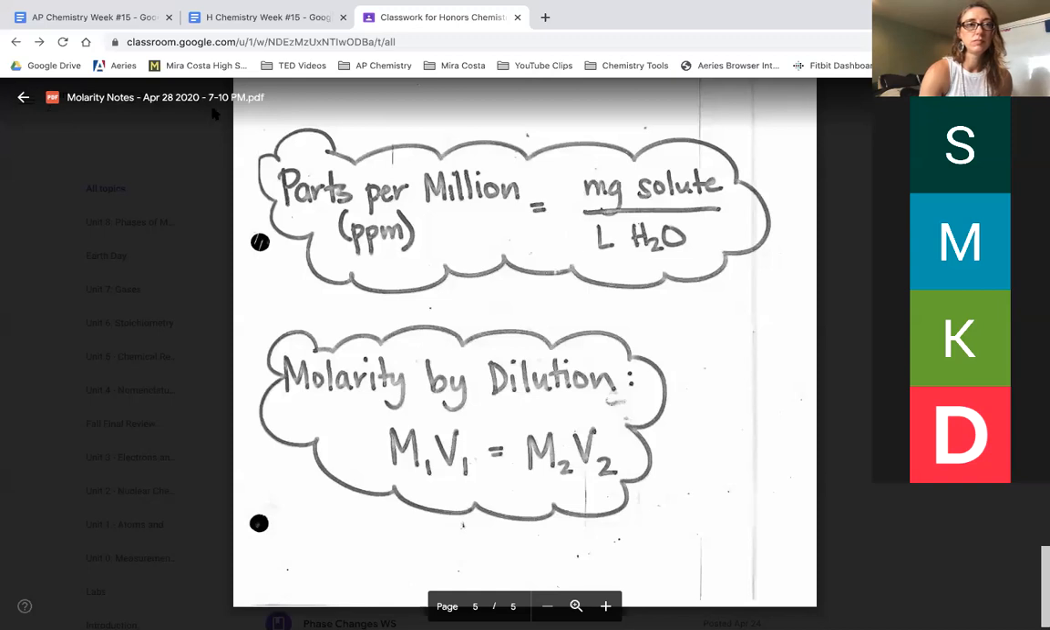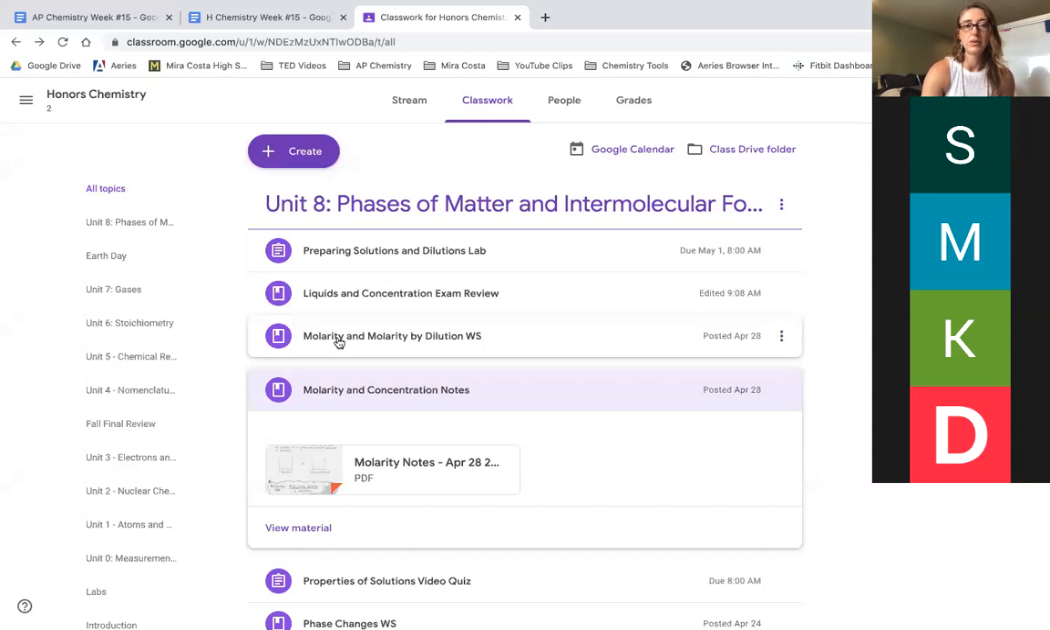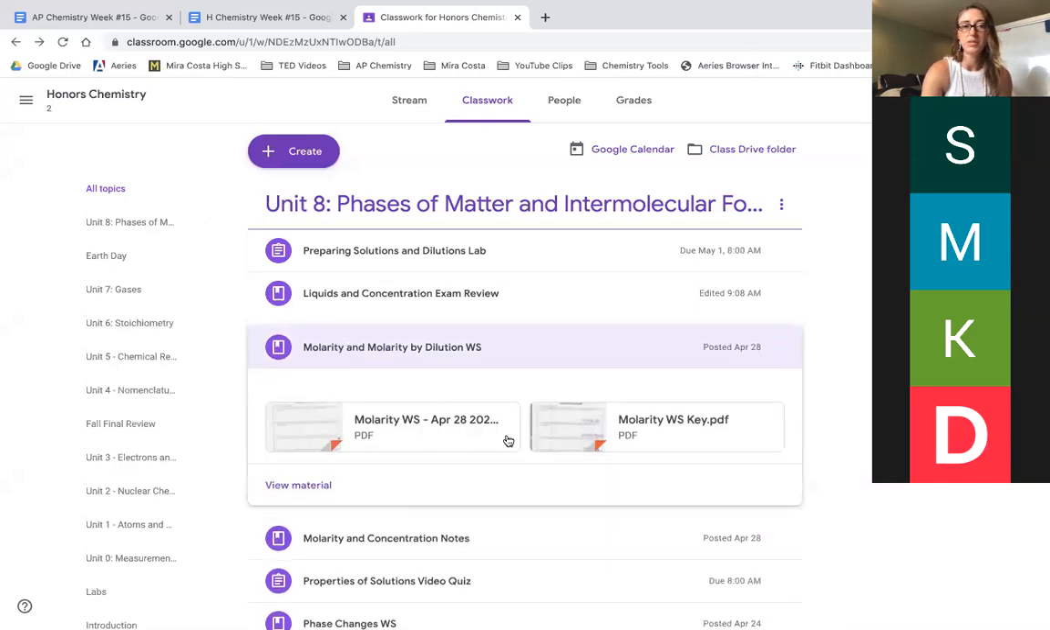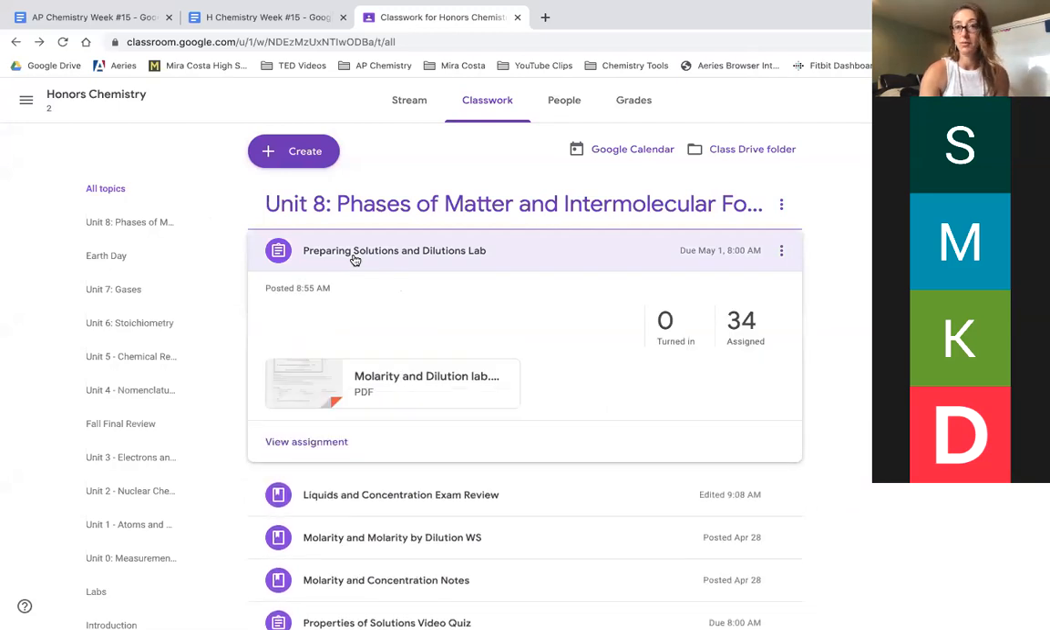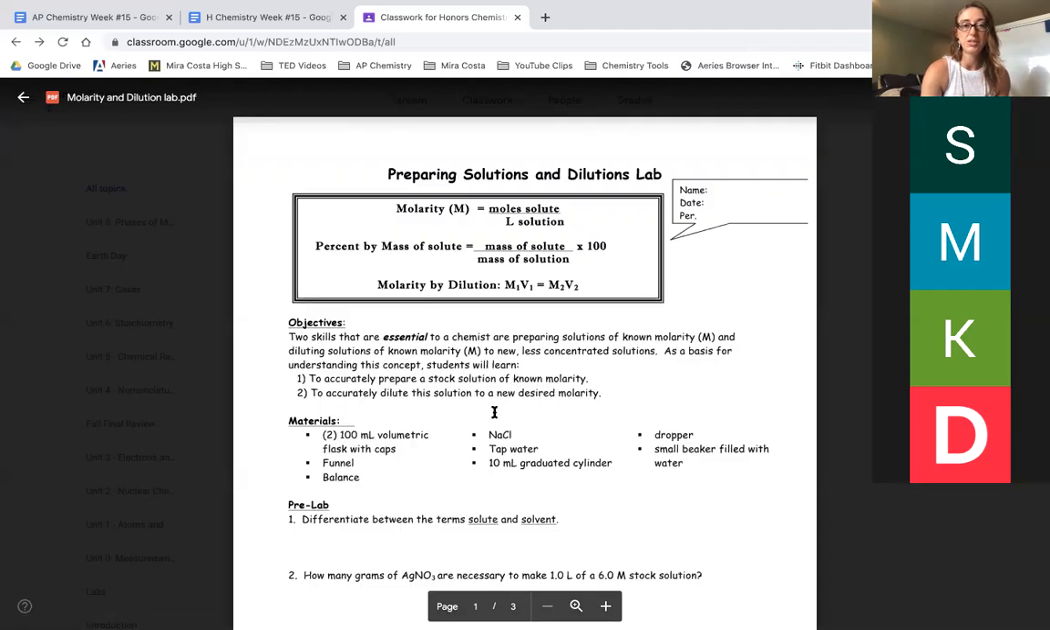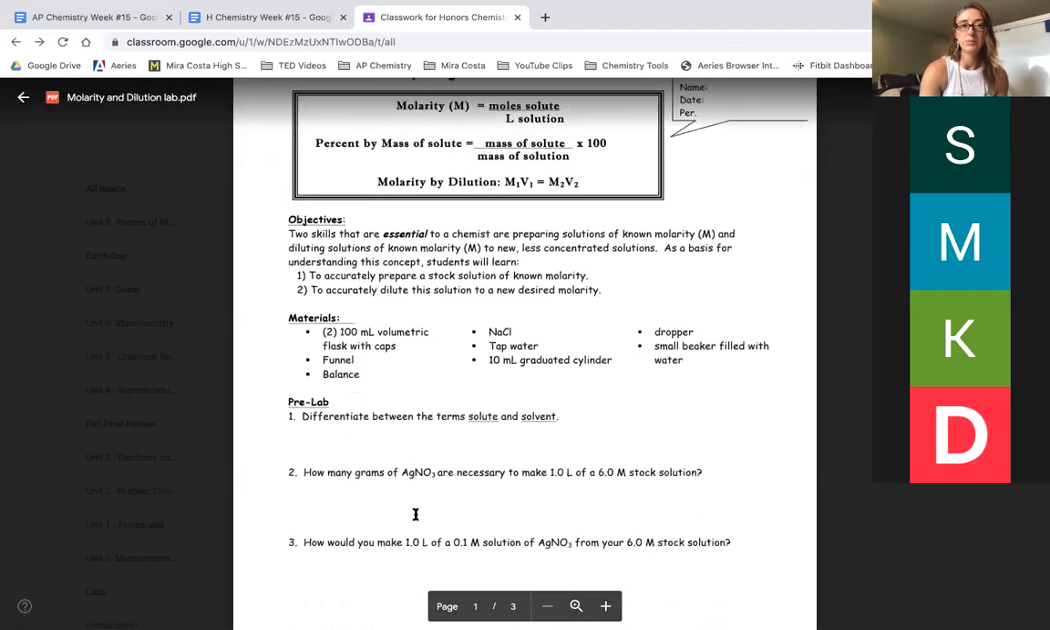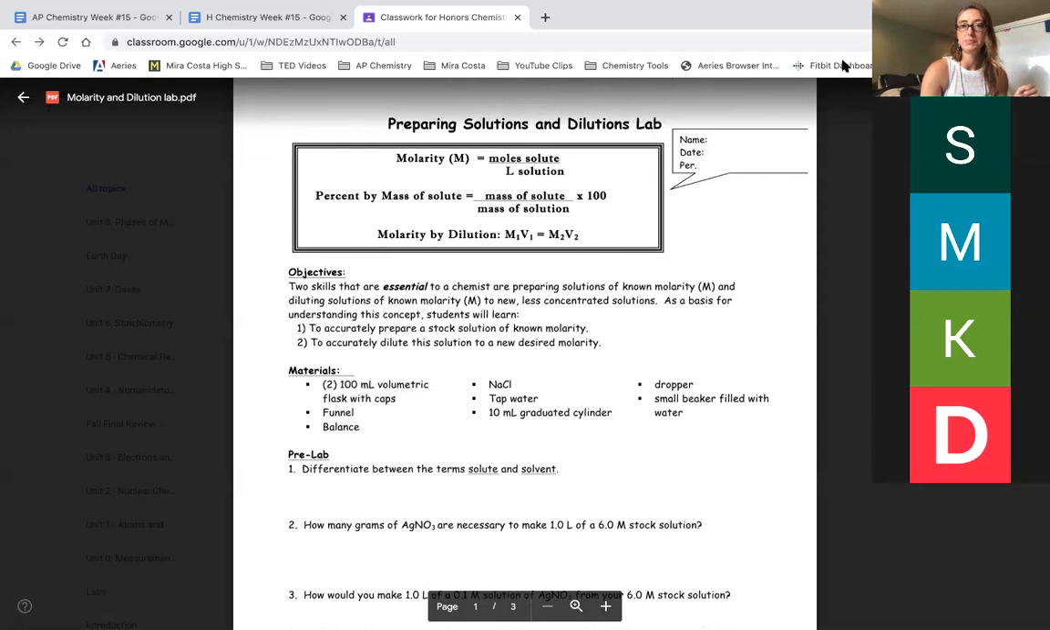So let's go ahead and find that lab. I'm gonna share my screen again. Where is it, where is it? Here we go. Okay, so this worksheet you should be able to do tonight, and then this preparing solutions and dilutions lab would be like our classwork for tomorrow, okay? So if you pull this up, I just wanna go through the pre-lab with you.